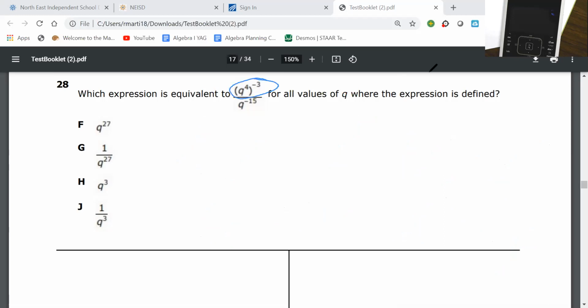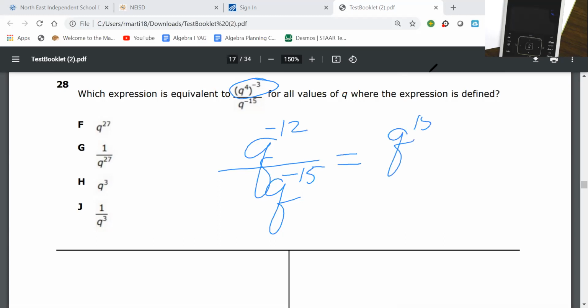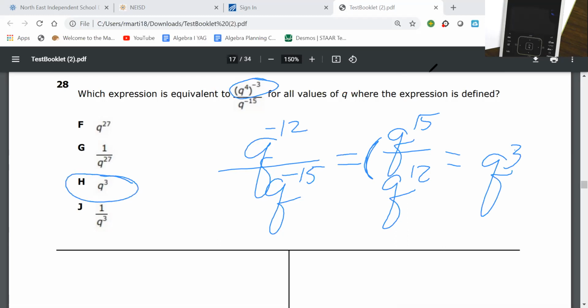Okay, so we look at this top part here, q to the 4th to the negative 3rd. You're taking a power of a power, so you multiply them. 4 times negative 3 is negative 12. So I've got q to the negative 12 on top, and q to the negative 15 on bottom. Nothing gets done with that yet, but I want to make these positive. So I'll put the bottom one on top and the top one on bottom. And I get q to the 15th over q to the 12th. Because they're the same bases and I'm dividing, I can just subtract exponents. 15 minus 12 is 3. And there it is.